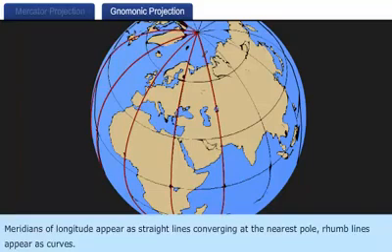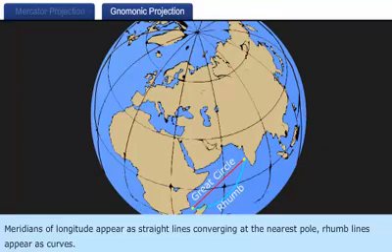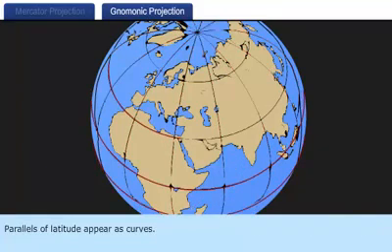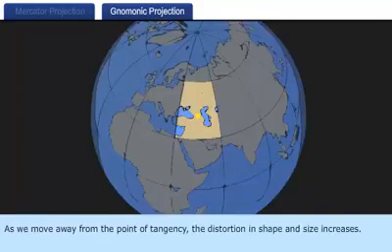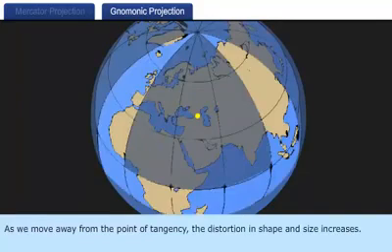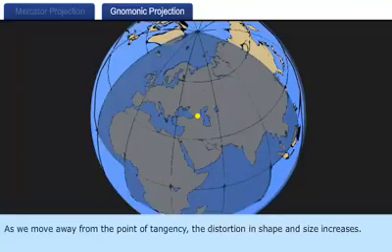Meridians of longitude appear as straight lines, converging at the nearest pole. Rhumb lines appear as curves. Parallels of latitude appear as curves. As we move away from the point of tangency, the distortion in shape and size increases.